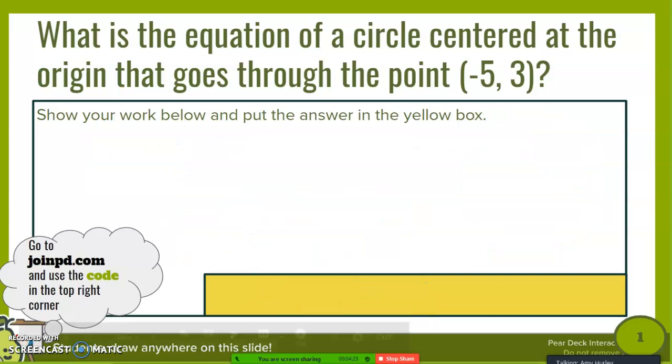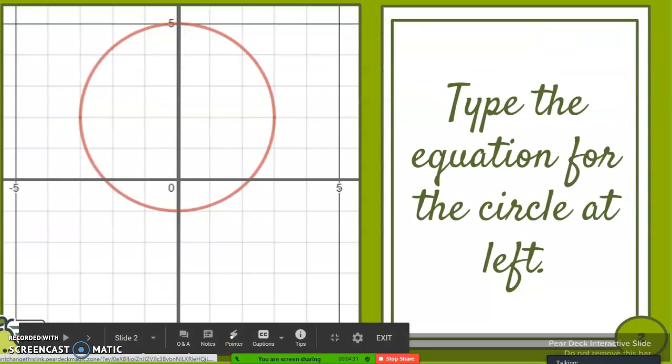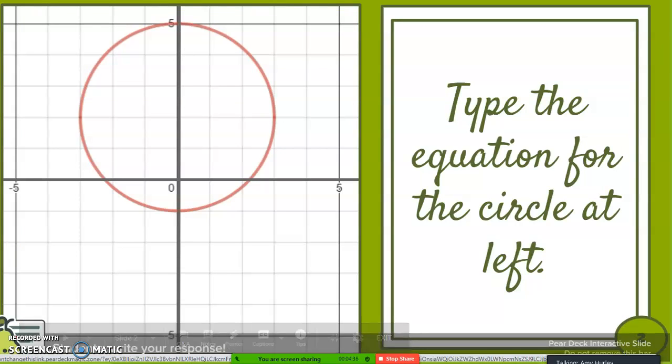Moving on to the second problem that we did this morning. Write the equation for the circle at left. Pause the video, give it a try, come back, see what you get. Now that you've tried, let me show you how we went about it.